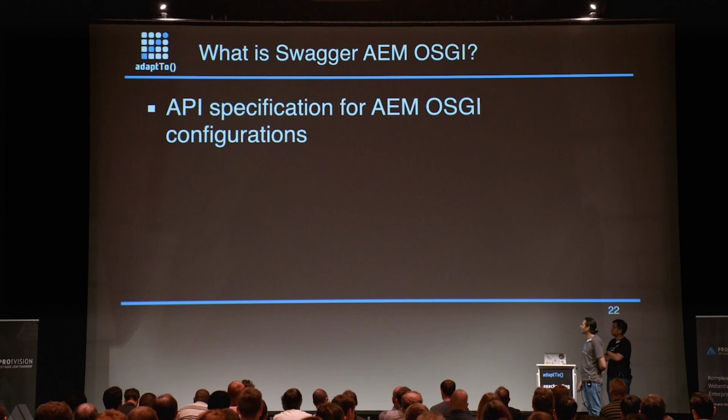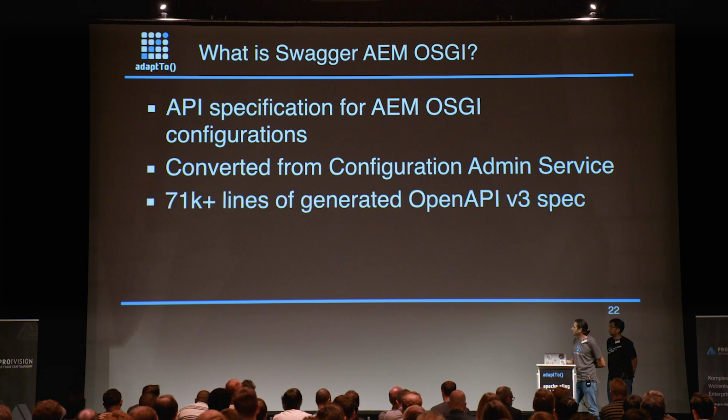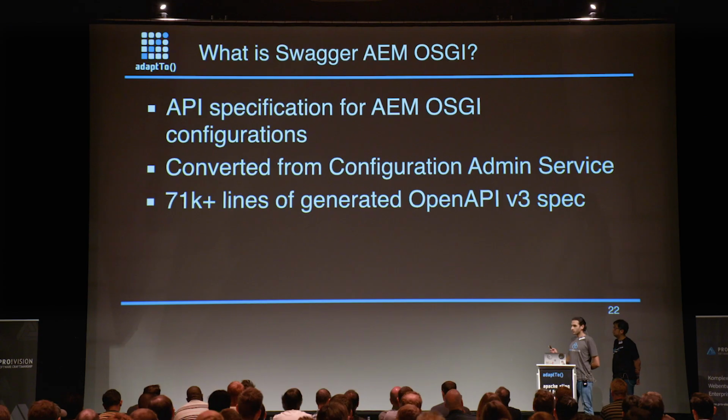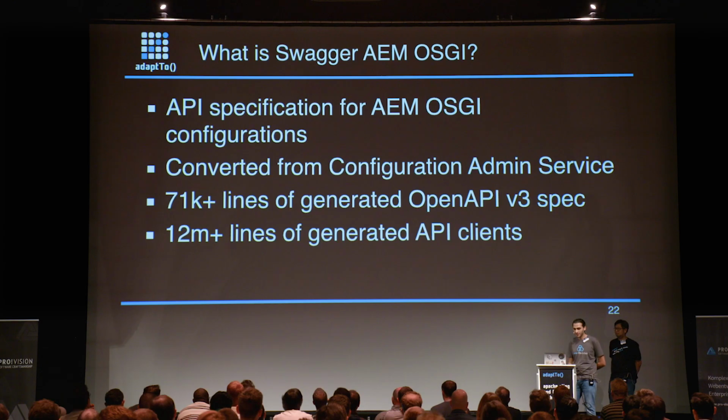So Swagger AEM OSGI comes into the game here. Swagger AEM OSGI is the API specification for the AEM OSGI configuration. We are basically converting the AEM OSGI configuration from the configuration admin service into over 71,000 lines of OpenAPI version 3 specification. And we counted it. We generated over 30 API clients, which contain more than 12 million lines of code. That's nothing a human can do, so therefore we need robots to do that.